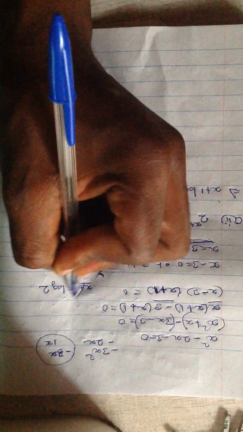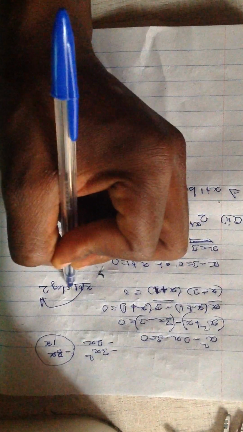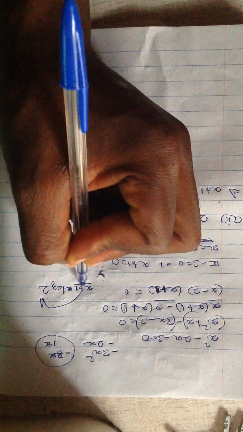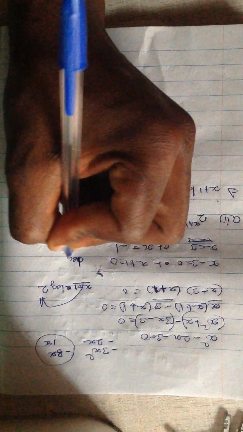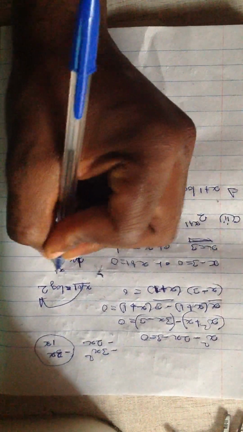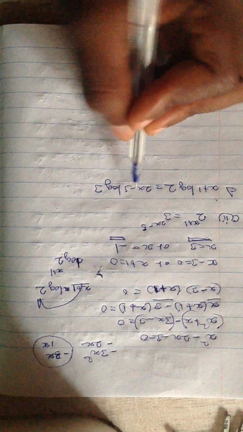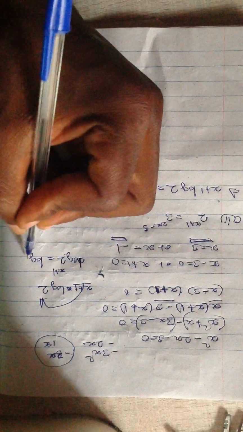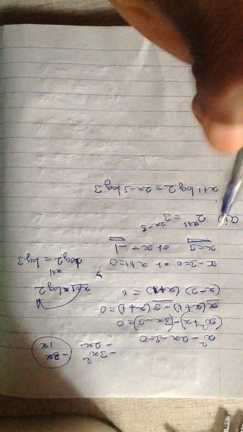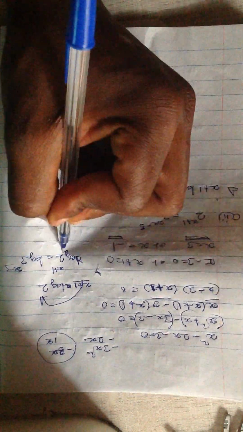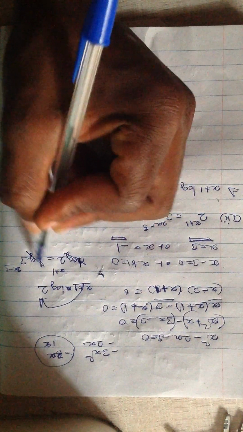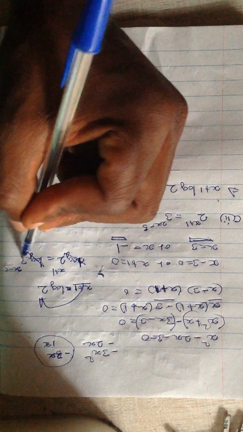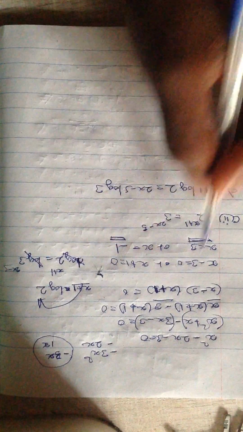This one you can take back the power. It goes back, becomes the power of this. So it will be 2 raised to power x plus 1. Same applies to this one, when you take back this one, it will be 3 raised to power 2x minus 5. Then since the logs are the same, cancel them. You remain with 2 raised to power x plus 1 equals 3 raised to power 2x minus 5. It goes back to your question.